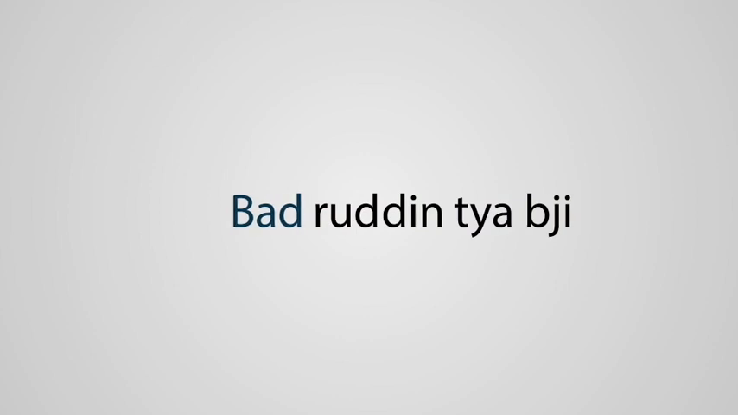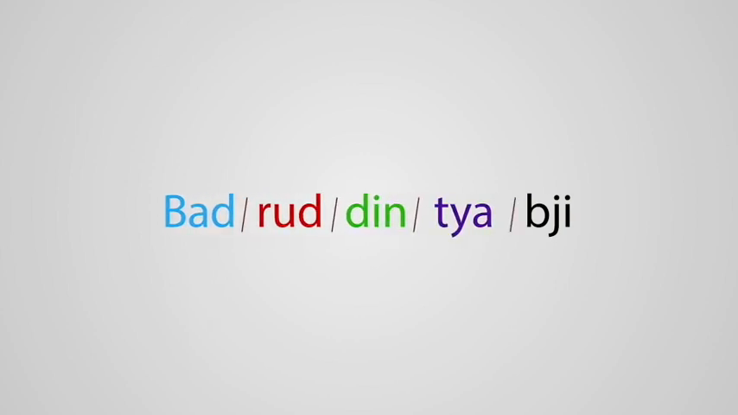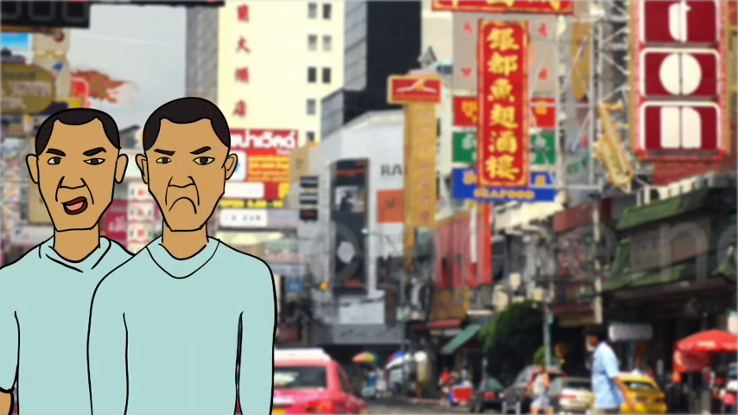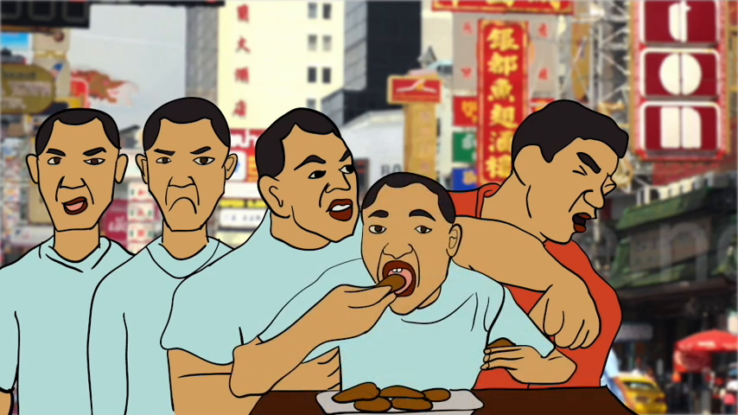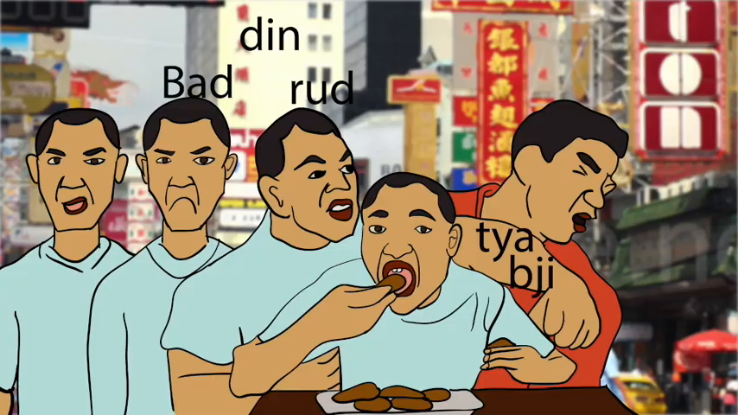First, break the name into pieces. Bad, Rud, Din, Thya, Ji. Imagine one person had bad Rud Din Bhar in Thailand eating a bhaji. So you can recall the story of Bad Rud Din Thya Ji very easily.